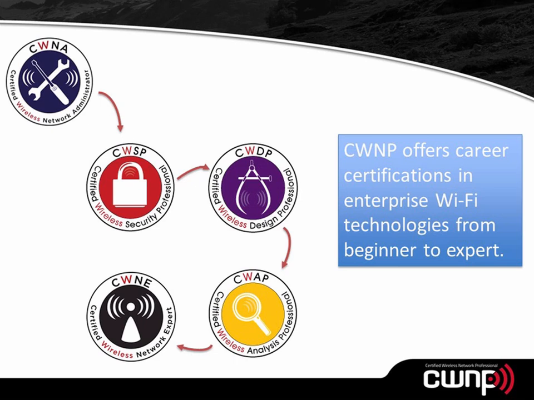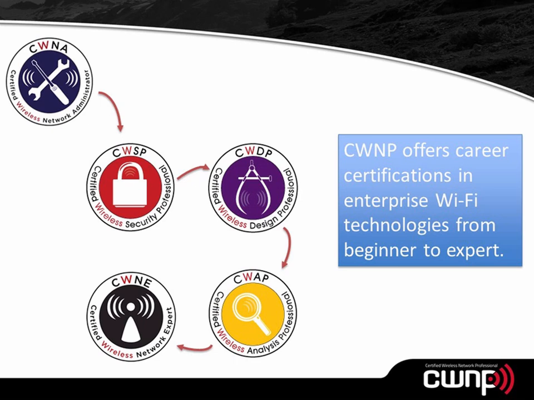So the 3 professional level certifications, CWSP, CWDP, and CWAP, are focused on security, design, and analysis or troubleshooting. So what we're looking at here today would have some applicability to CWNA, but also to CWDP and CWAP, and even some to CWSP. Probably mostly applicable to CWNA and CWAP, because we're focused on protocol analysis, and CWAP is about analysis, troubleshooting issues that might exist on wireless networks.